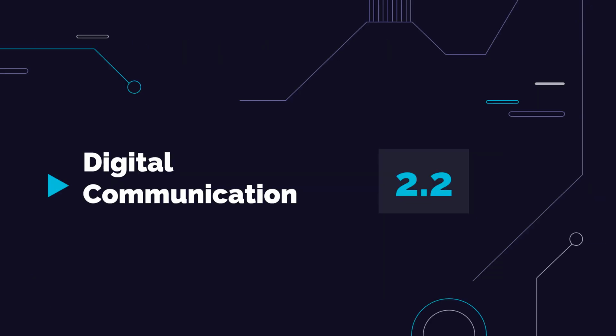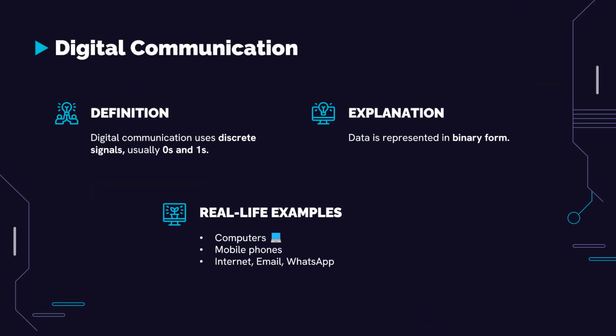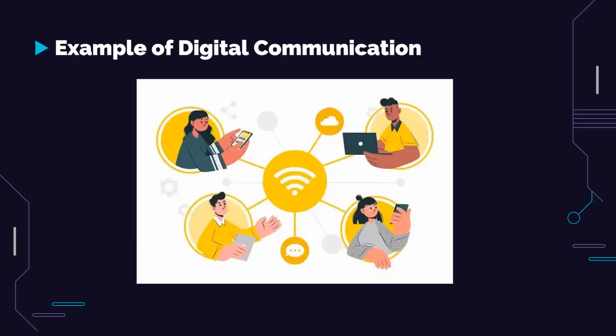Let's see digital communication. Digital communication uses discrete signals, usually zeros and ones, meaning the data is represented in binary form. The real-life examples are computers, mobile phones, internet, email, and WhatsApp. When we send a message on WhatsApp, it is converted into zeros and ones. This is digital communication. You can see in the block diagram of digital communication.